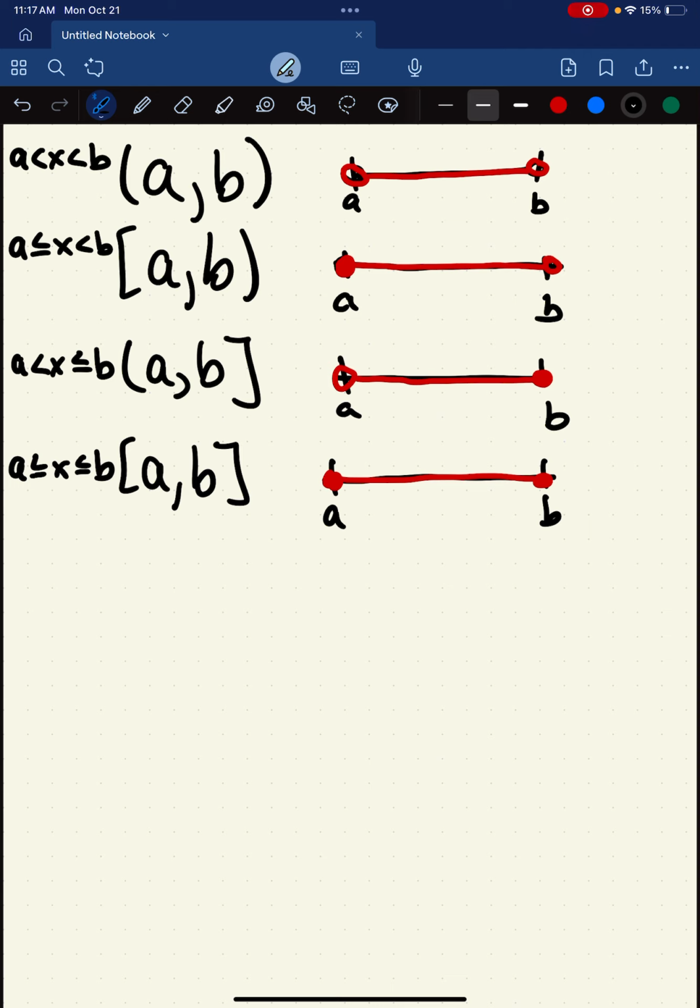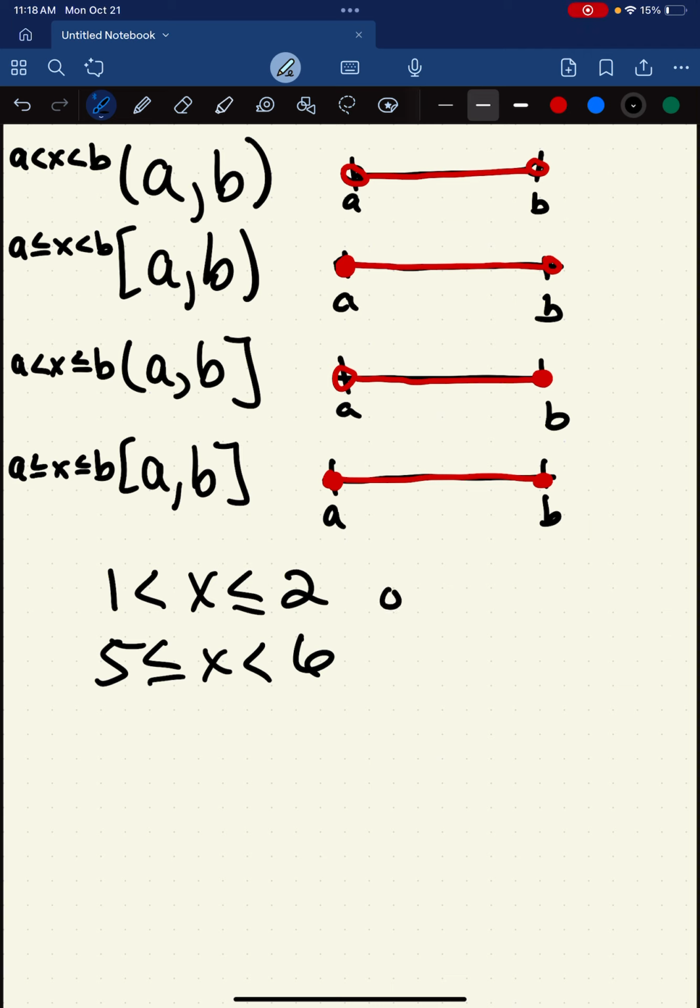We can actually stitch together inequalities, the solutions to inequalities. So maybe we want, let's say, 1 is less than x is less than or equal to 2, and 5 is less than or equal to x is less than 6. I don't know. And we're going to stitch these together with an or. So either x is between 1 and 2, including 2, or x is between 5 and 6, including 5.